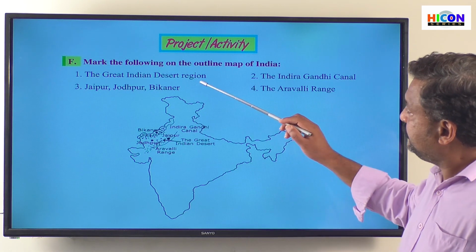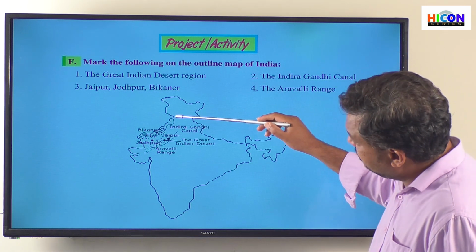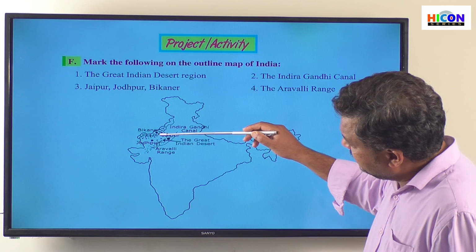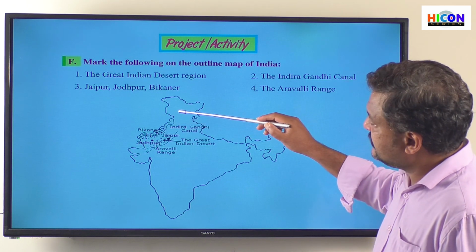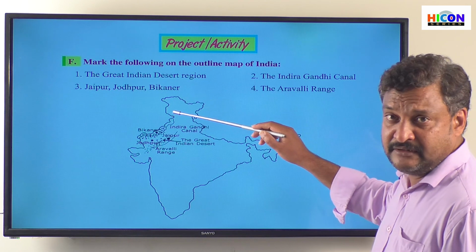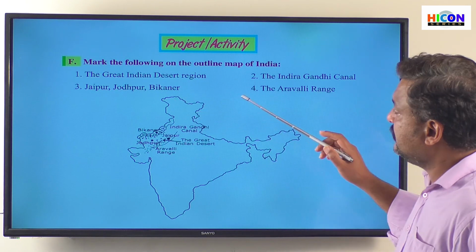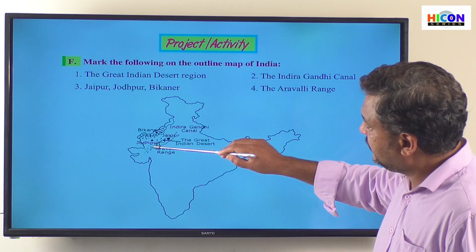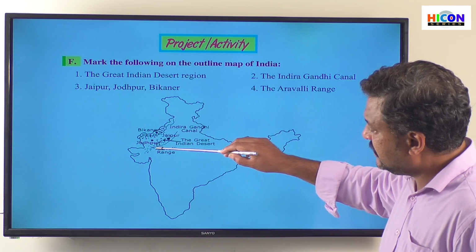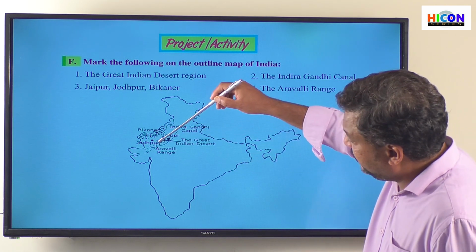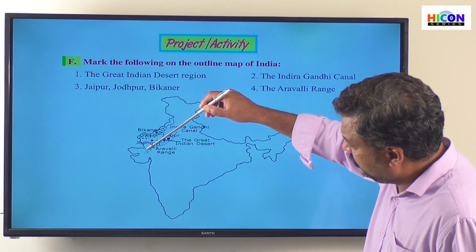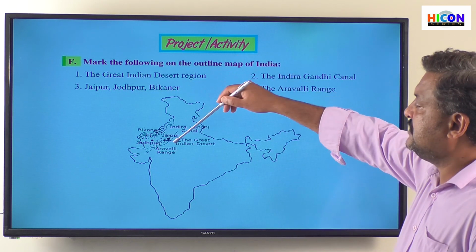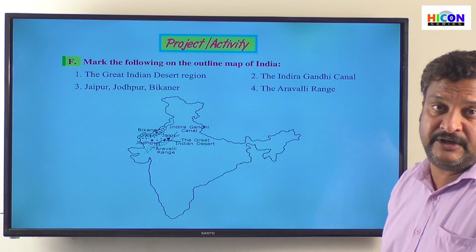Okay, two, the Indira Gandhi Canal. This line that we can see over here is the Indira Gandhi Canal, which is actually taking the water from the river Satluj and the river Beas. Third one, Jaipur, Jodhpur, Bikaner. See, this is the Aravalli range. This is the Aravalli mountain, and from here the Luni river originates and flows just this much and flows into the Rann of Kutch. So it is on the western side of this Aravalli. Jaipur, the capital city of Rajasthan, is located here.